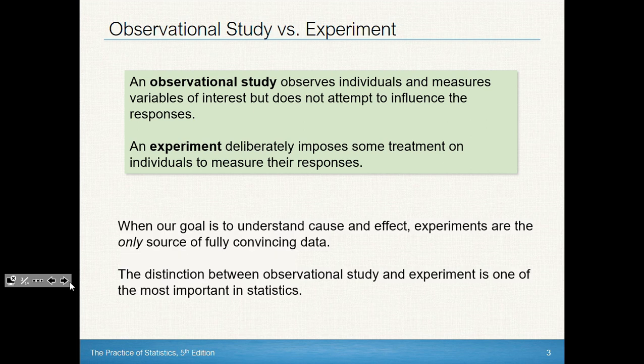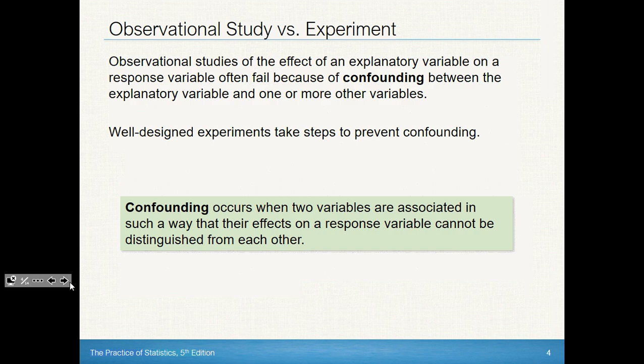The reason that we want to perform an experiment is to discuss cause and effect. The only way to demonstrate cause and effect is with an experiment of convincing data. Observational studies show the effect of an explanatory variable on a response variable.